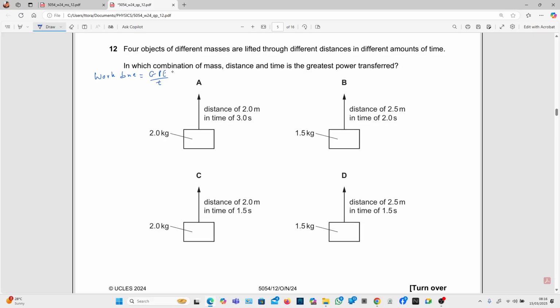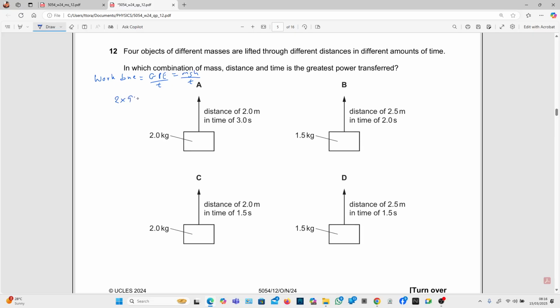So power is given by the gain in potential energy divided by the time taken. The gain in potential energy, you've learned, is mgh, the mass times the acceleration due to gravity times the distance, which is the height over here, divided by the time. So if we were to calculate for A, we have a mass of 2 times 9.8, the gravitational force, then times 2, the distance here is 2 meters, and we're going to divide this by 3. So for the first one, we're going to get 13.06.